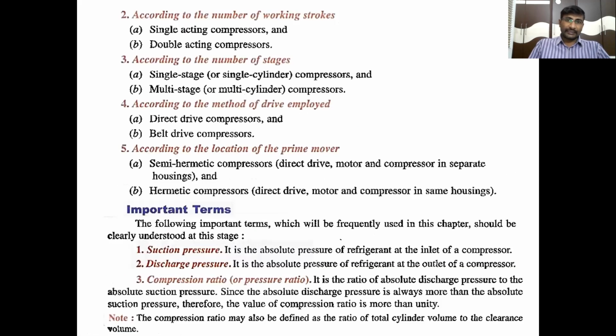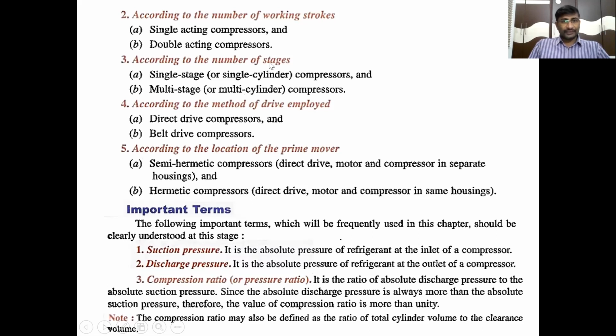Then the second classification is according to the number of working strokes: single acting compressor and double acting compressor. What do single acting and double acting compressors mean? If the working fluid is compressed on one side of the piston, then that is called a single acting compressor. If the working fluid enters the cylinder on both sides of the piston, then that compressor is called a double acting compressor. Okay, the working fluid is compressed on either side of the piston in double acting compressors.